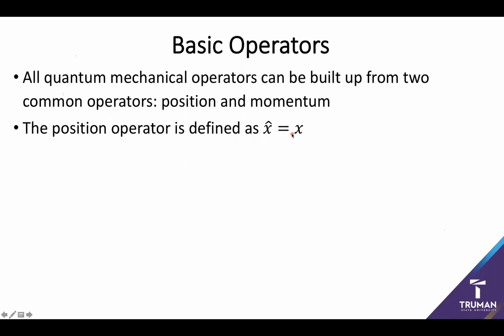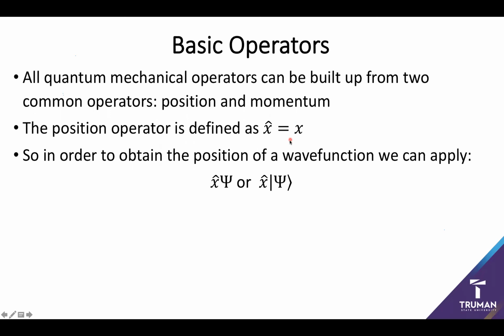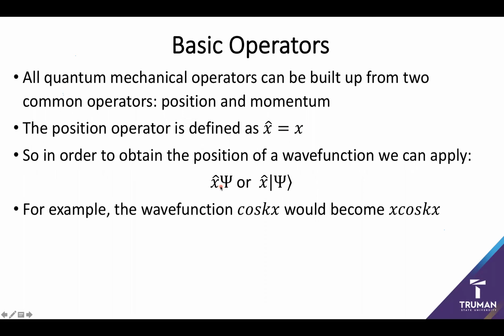So if you want to try and determine the position of a wave function, what you're going to need to do is apply your position operator to your wave function, which means you're going to need to multiply your wave function by x. So for example, this turns the wave function cosine kx into x cosine kx. So this seems fairly straightforward, except we run into one immediately very pesky problem.